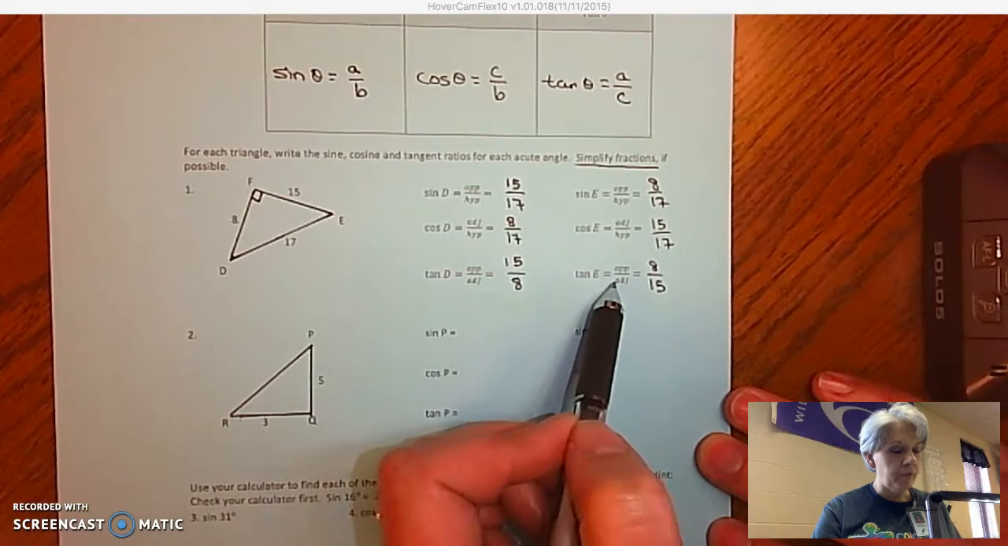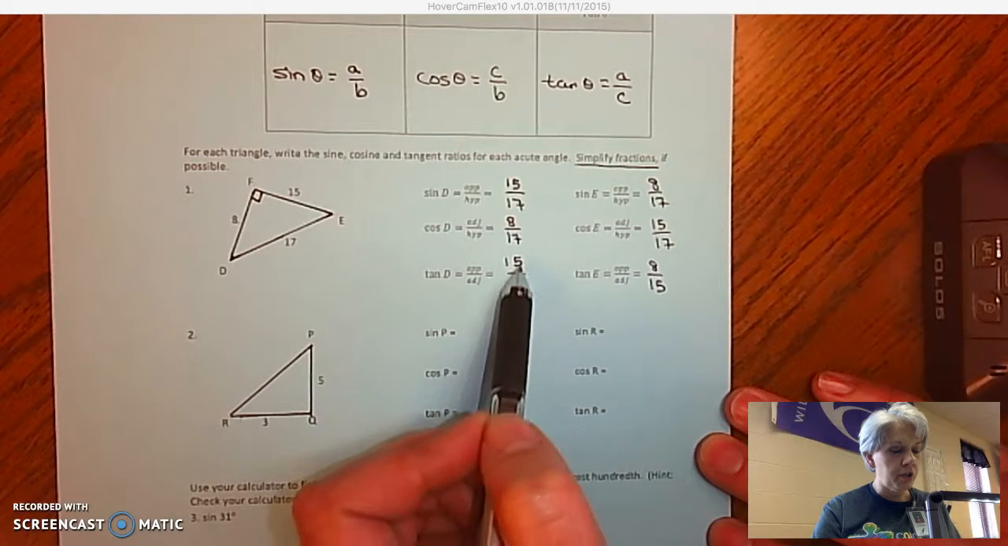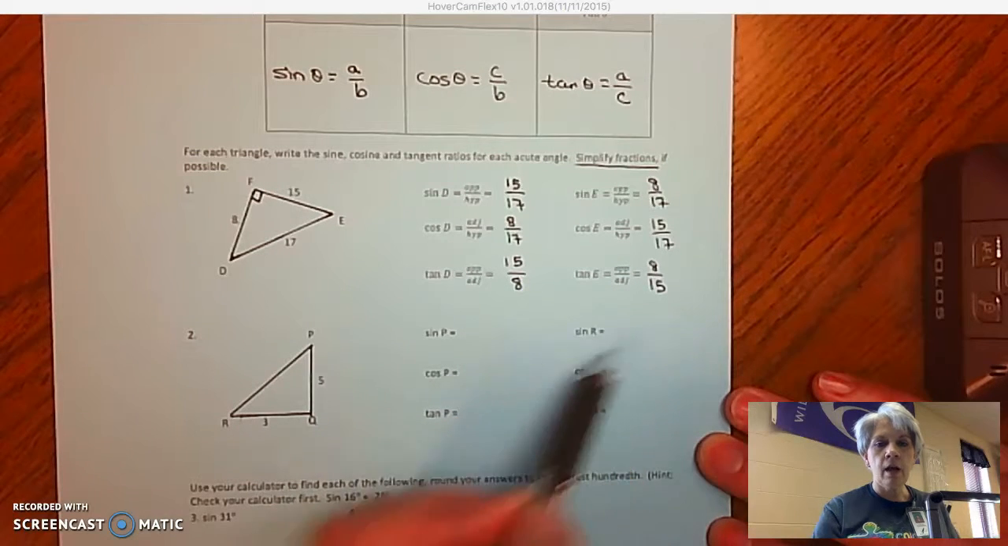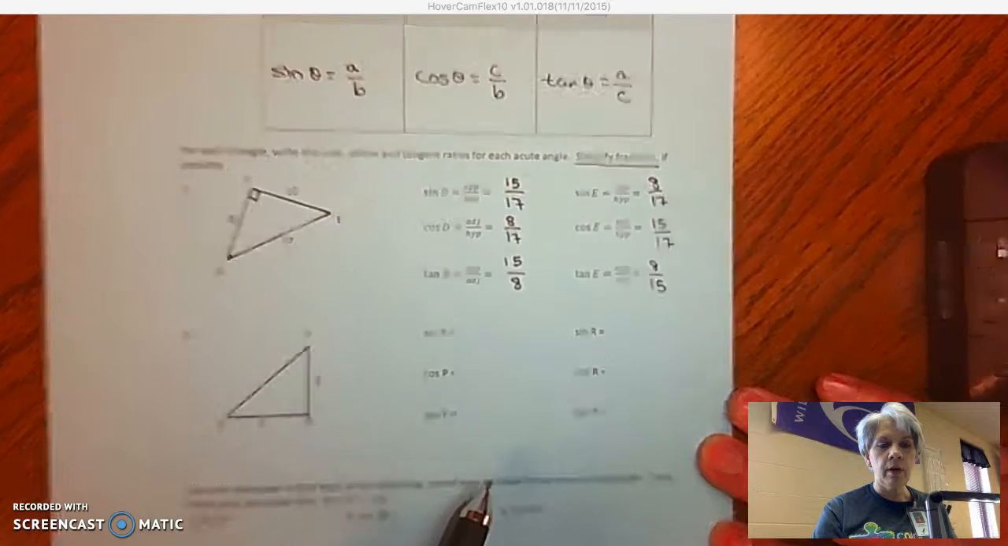Okay? And tangent for D and E are just reciprocals of each other. Okay? I'm going to go ahead and let you work through number 2, and then we'll come back.